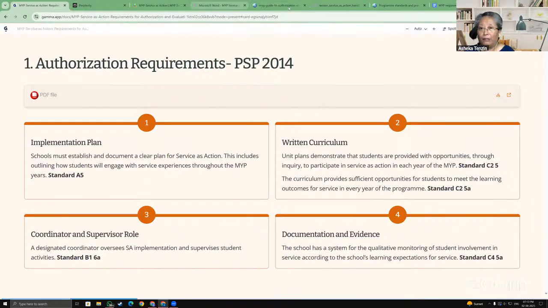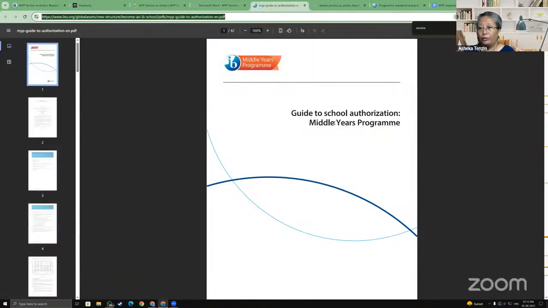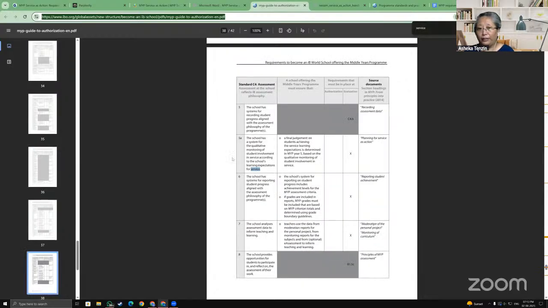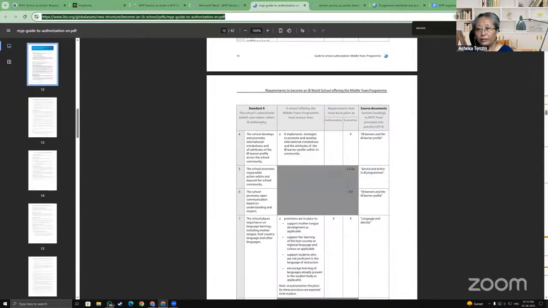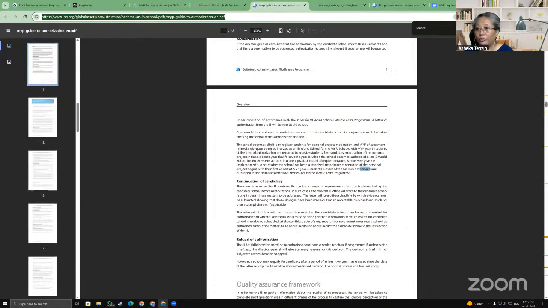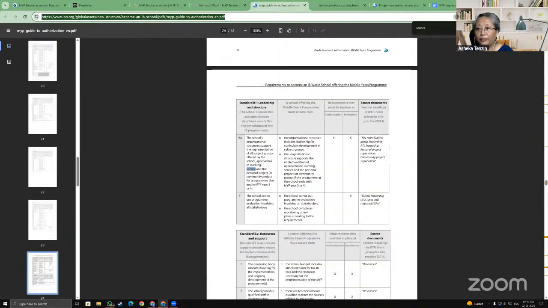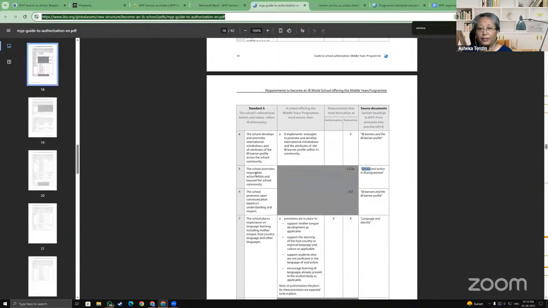In the MYP guide to authorization, what I did is I downloaded this and then pressed Control F and searched for service. So when you go there, this is the first. Wait, this is not the first one. Okay. So if you see over here, the very first standard that you can see is: the school promotes responsible action within and beyond the school community. Standard A5, service as action in IB programmes. So that is what I wrote over here.